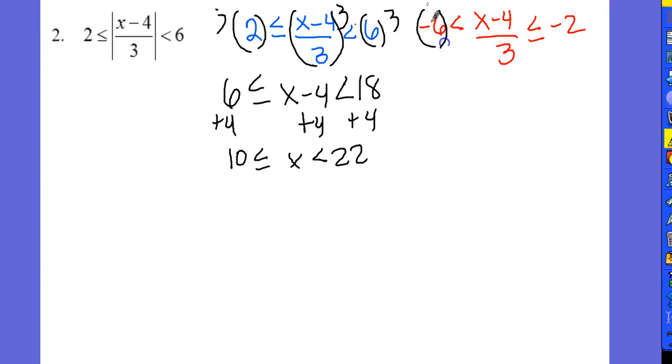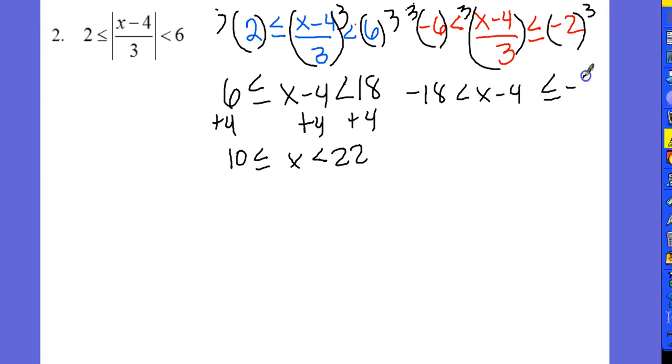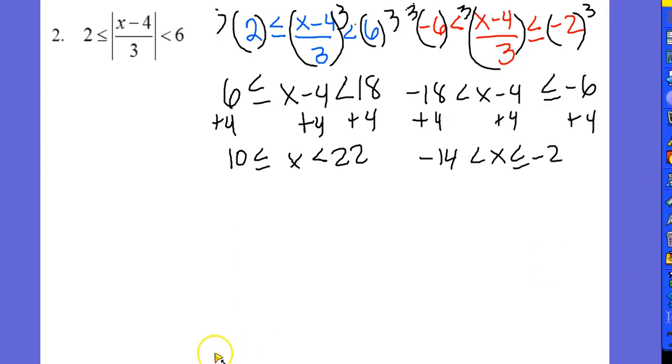Watch what happens. I'll multiply times 3. Come on. Times 3, times 3. So negative 18 is less than x minus 4 is less than or equal to negative 6. Add 4, add 4, add 4. So that is negative 14 less than x less than or equal to negative 2. I think that's kind of interesting. I don't know. Do you? I think it kind of is.